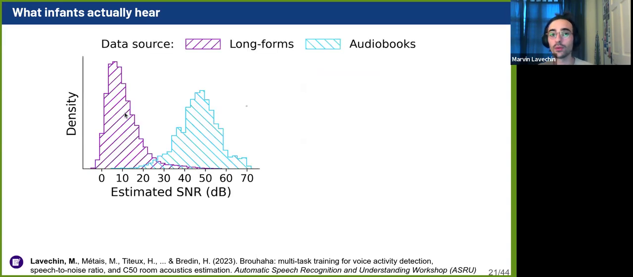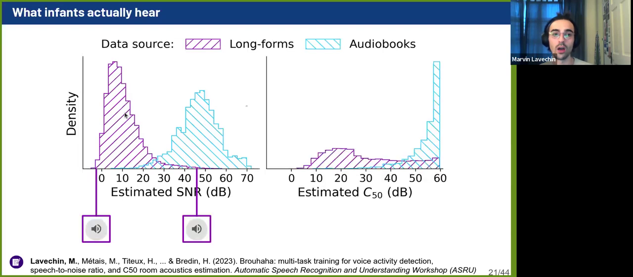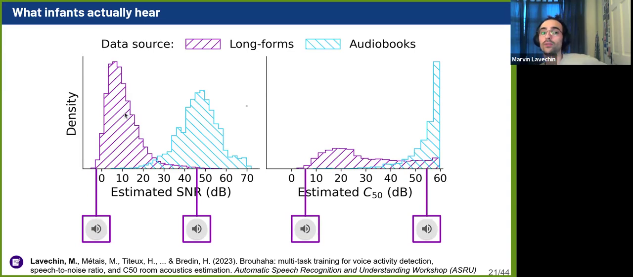You have differences in terms of recording conditions as well. We used Brouhaha, the model I mentioned earlier, to predict the speech-to-noise ratio and the C50. Comparing long-forms with audiobooks, we observed that long-forms have a much lower speech-to-noise ratio, indicating a higher level of background noise. Same for the C50: long-forms have a much wider variety of reverberant conditions, whereas audiobooks contain clean speech.